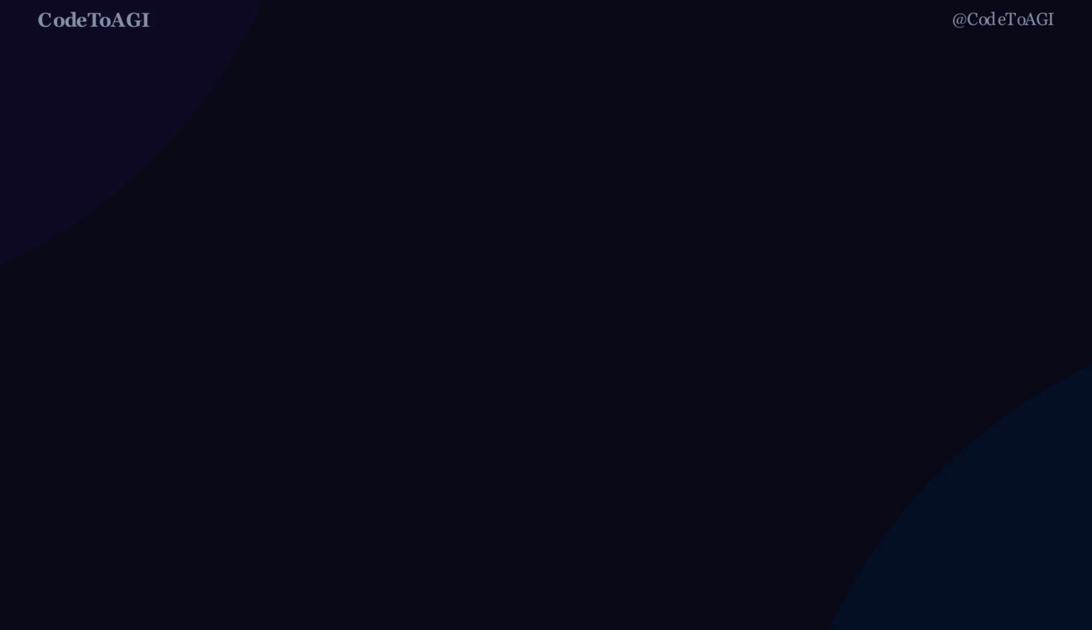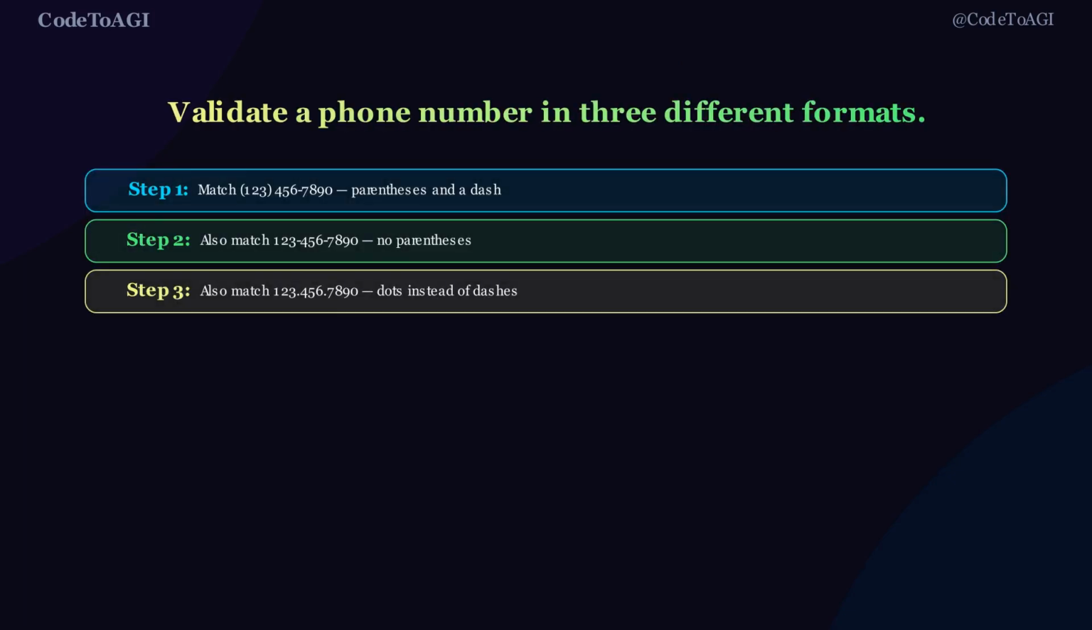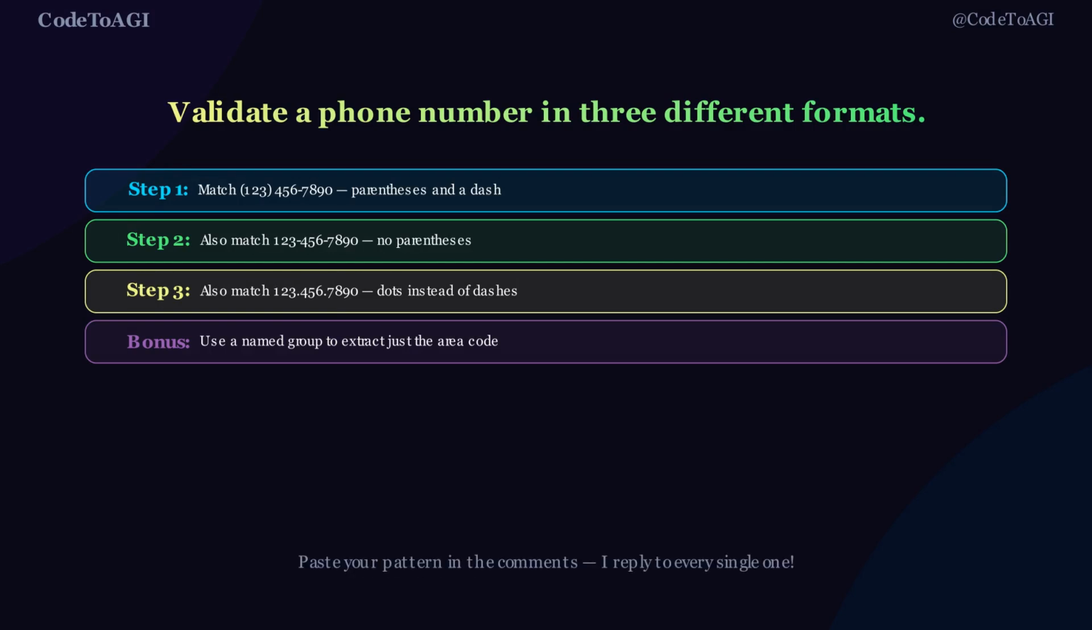Your challenge. Write a regex that validates a phone number in 3 formats. Step 1. Match 123-456-7890 with parentheses and a dash. Step 2. Also match it without parentheses. Step 3. Also match it with dots instead. Bonus, use a named group to extract just the area code. Paste your pattern in the comments. I reply to every single one.